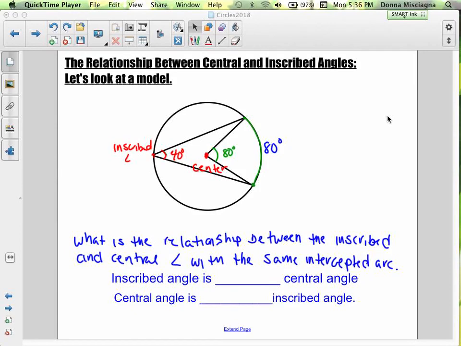Welcome. So thank you for completing the Collaborate board on the relationship between the central and inscribed angle. Some things that I noticed. Well, I remember, first of all, that we learned that central angles are congruent to their arcs.